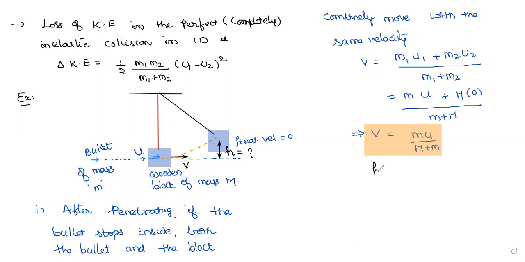Maximum height attained, h, is equal to, as we already know from that chapter, u square by 2g. Here u means the velocity with which both combinedly started from this position, so v square by 2g, where v I already know, no need to substitute. After doing some calculation with the given numerical values, we calculate v and substitute it here. You can use it as a shortcut, nothing wrong in it, I accept. H is equal to v square by 2g to find the height.